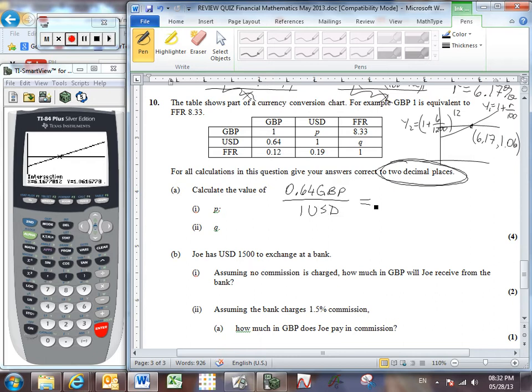Now let's move up. And so that means that 1 British pound is equivalent to P US dollars. And now we're ready to cross multiply. So 0.64 times P is equal to 1. And so P is equal to 1 divided by 0.64.